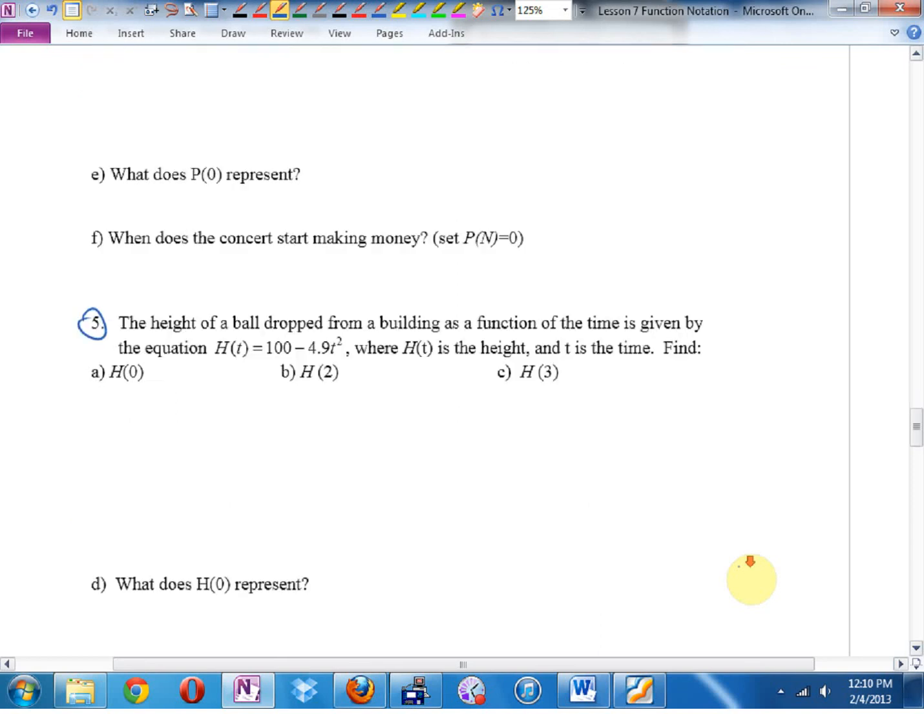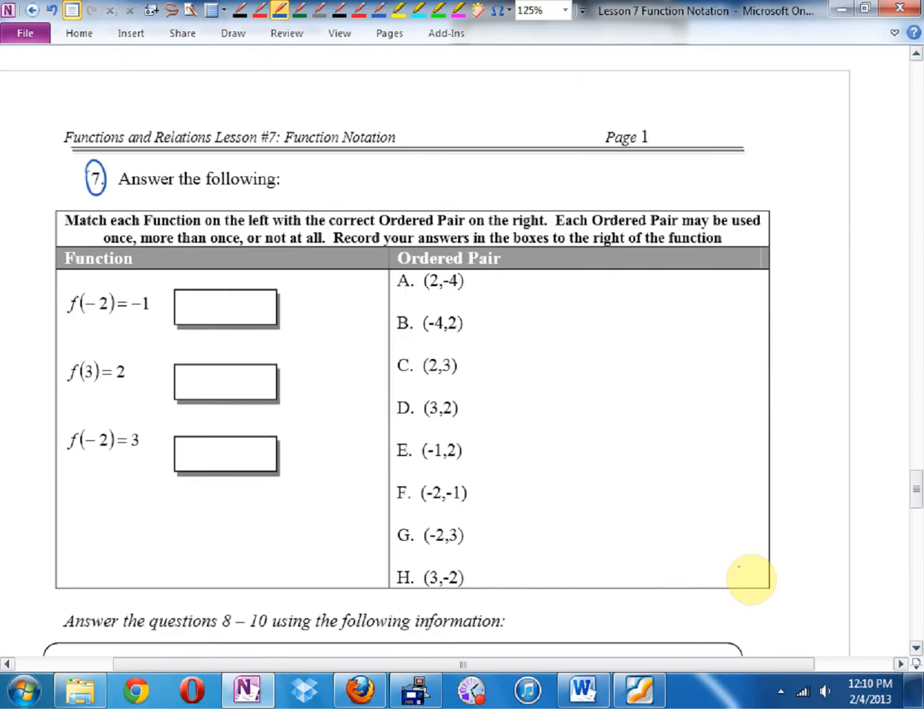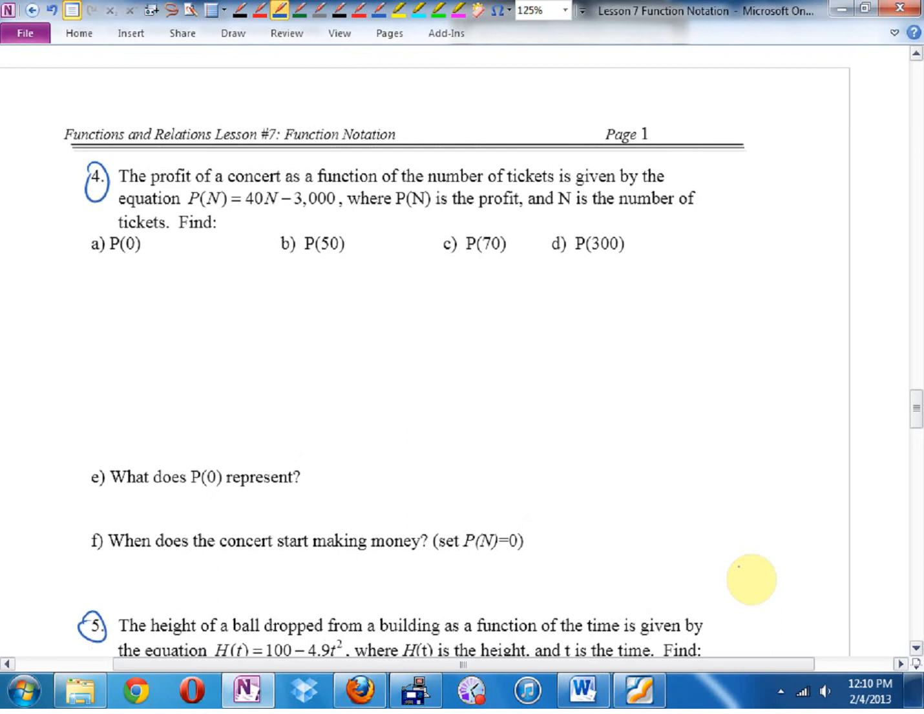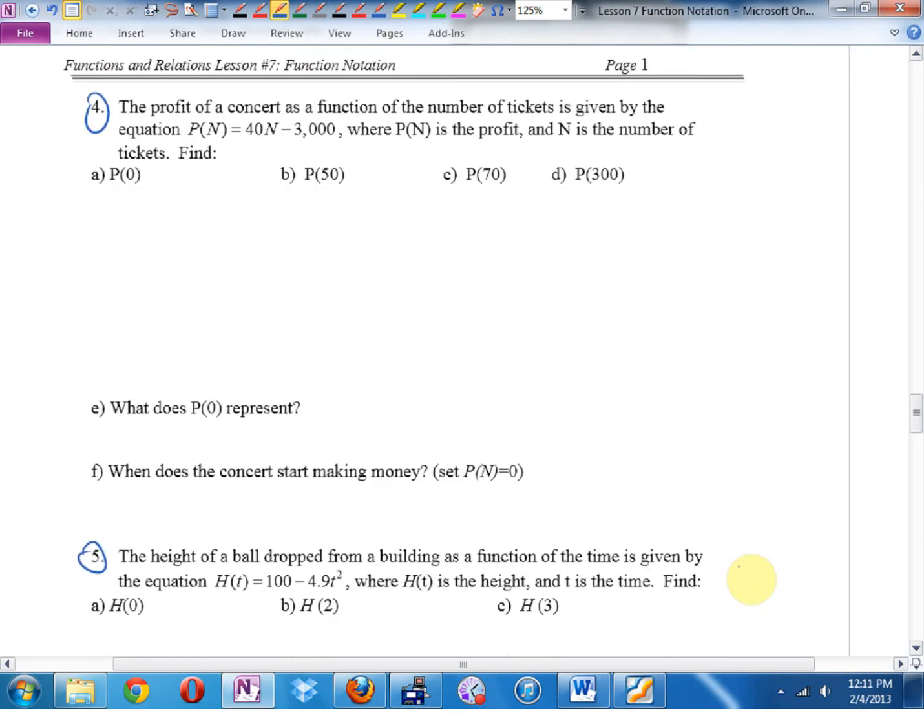Anything here? 4 and 5 went good? 4F, sure. Okay? Something useful. When does the concert start making money? And it gives you a hint, Amy. What does it say in brackets? What's the hint? Okay, well, we said we're not going to say P bracket N. Remember how we pronounce that in our function notation? P of N.